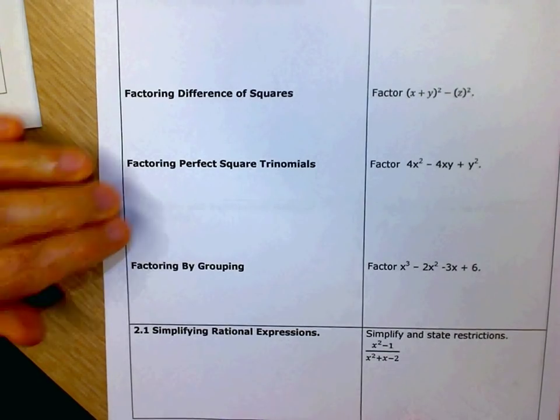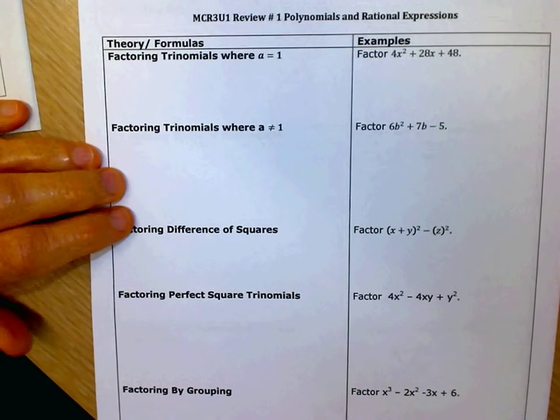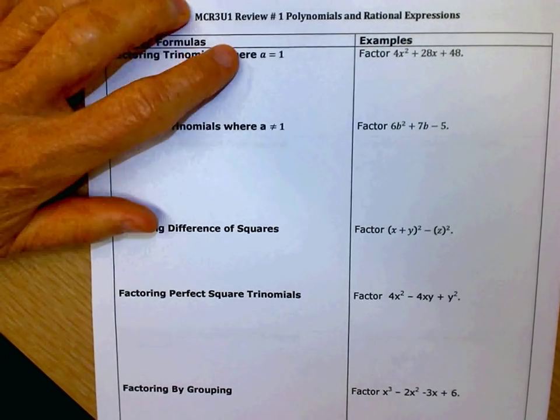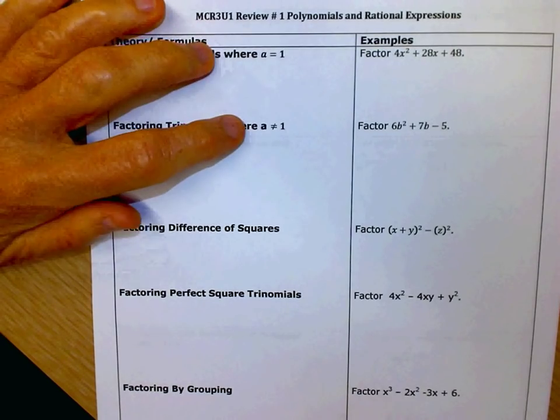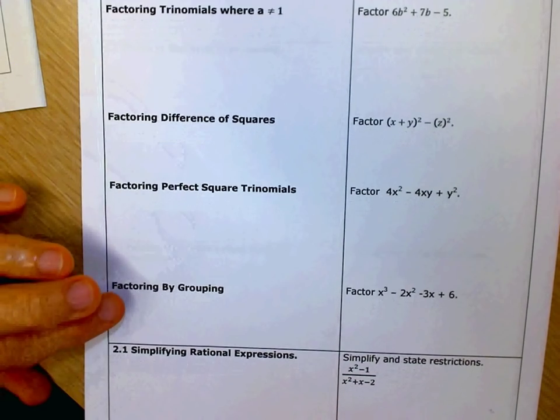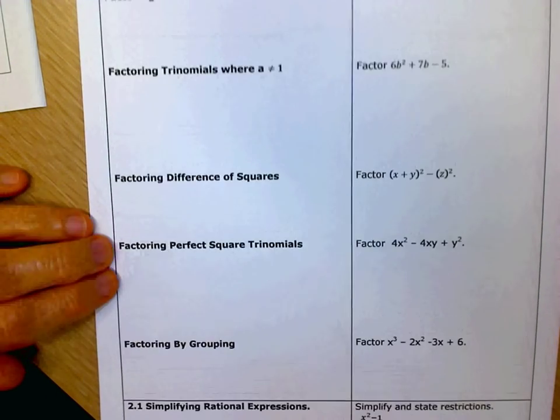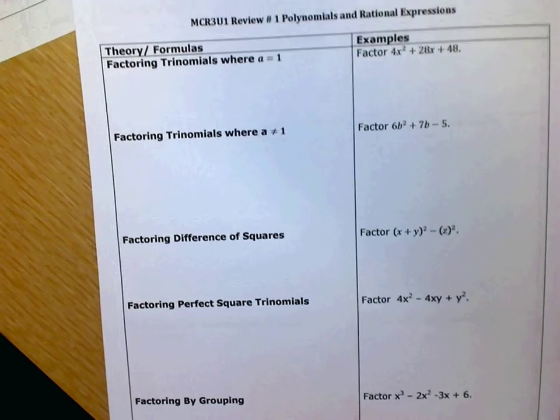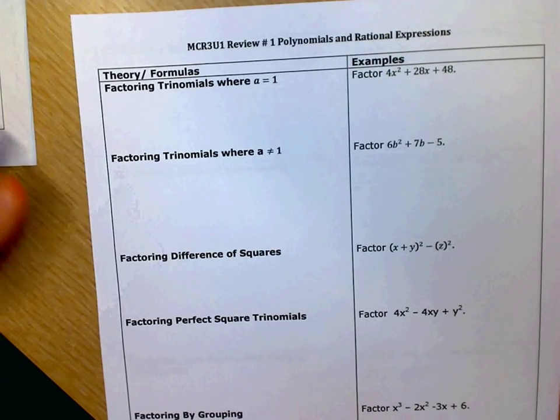So the main patterns you need to know for this course are factoring trinomials where a equals 1, where a does not equal 1, difference of squares, perfect square trinomials, and factoring by grouping. I'll just list the major steps. I won't list all of them.